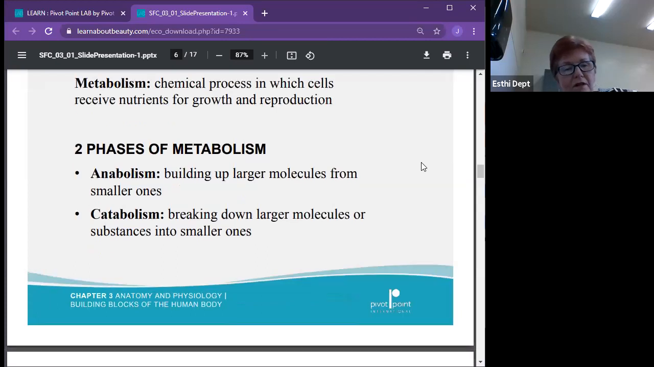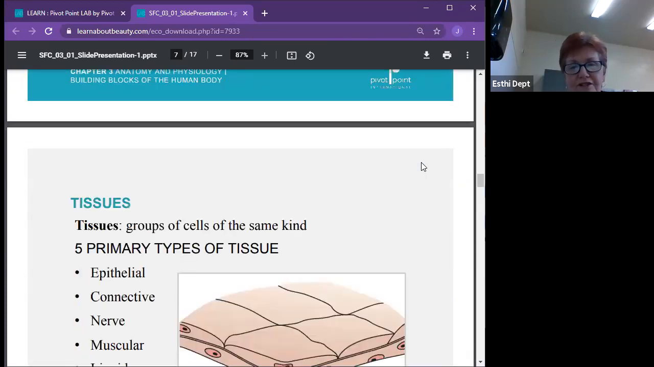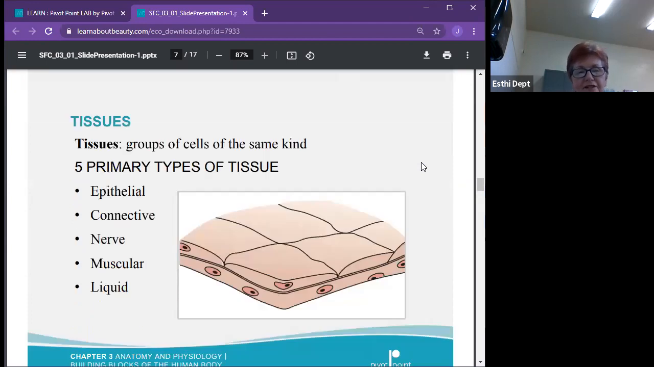We should be on the next page where it talks about tissues. Tissues are groups of cells of the same kind. And the way I remembered this one is two or more cells make a tissue. If you have to write that in a little way, remember it that way. Those five primary tissues are going to go into those bubbles that you have. We're going to have a bubble with epithelial, connective, nerve, muscular, and liquid. And then we're going to break them down.